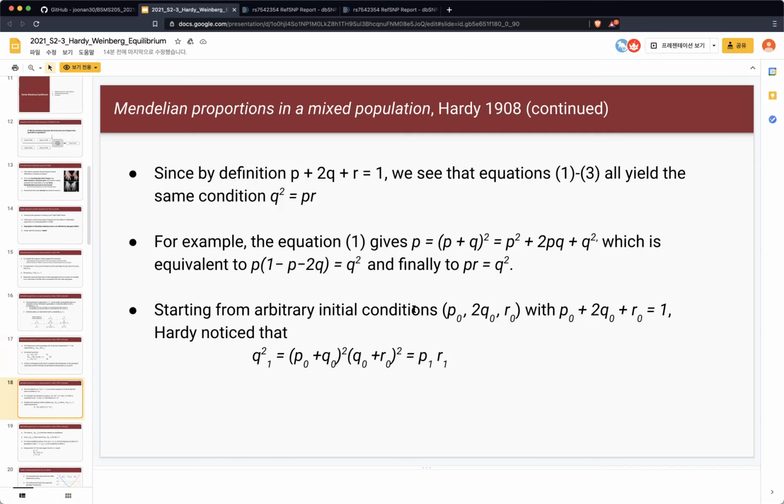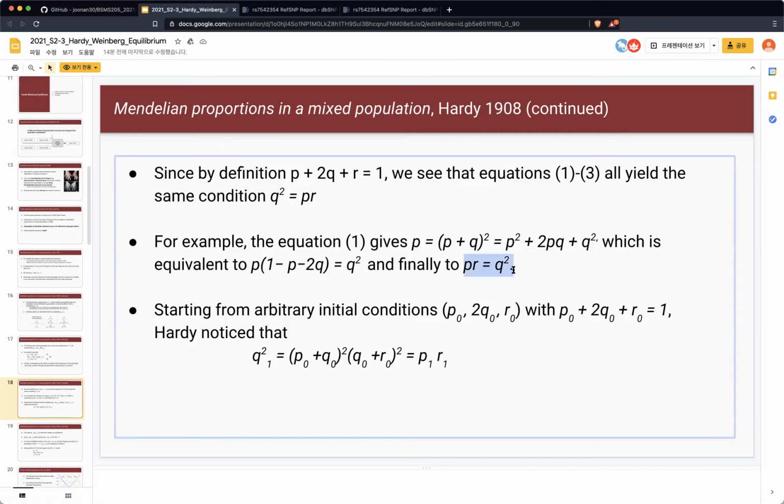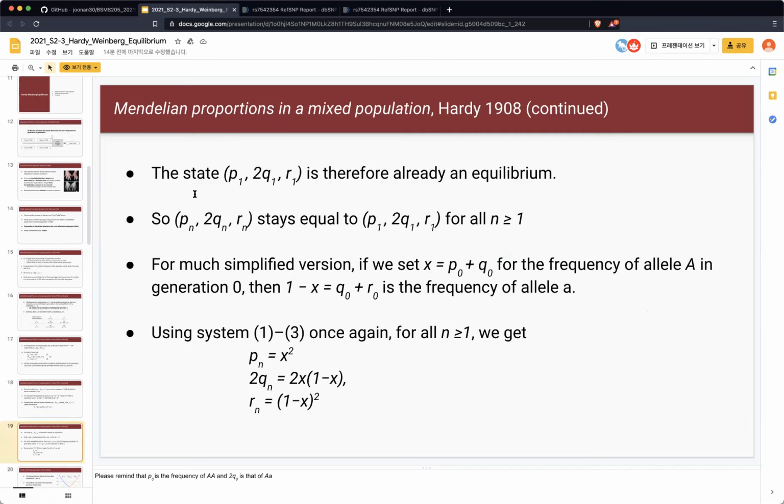And this is the same derivation from your equation 2. Okay, so let's put the initial generation arbitrarily as P0, Q0, and R0, which sum as we defined for the genotypes in the population. Then Hardy noticed that Q squared in the next generation is actually equal to P1 times R1, right? So this is the same situation you derived from equation 1. In other words, as we saw in the previous slides, these 3 genotypes are stable and follow the equilibrium situation.